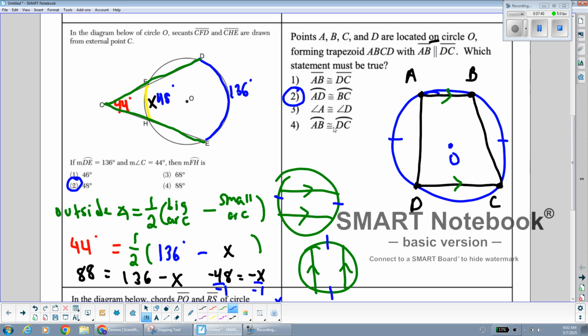Arc AB is congruent to arc DC. We have no way of knowing that. If we instead knew that chord AB and chord DC were congruent instead of parallel, then we would know that because congruent chords intercept congruent arcs. But right now we have no way of knowing that.